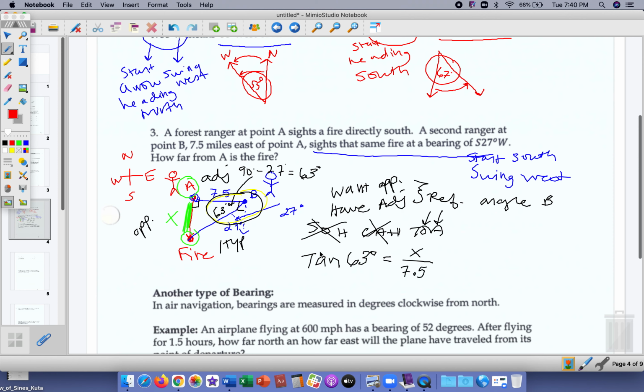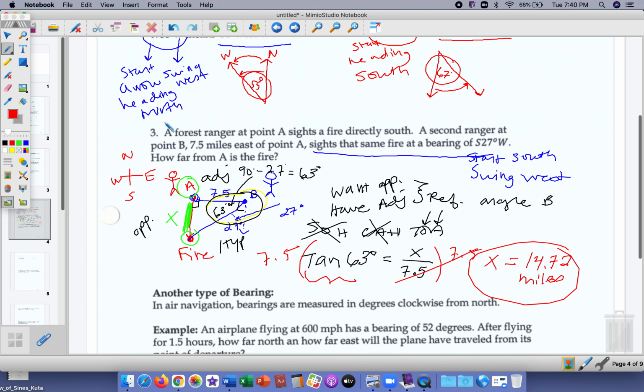So then we'll multiply both sides by 7.5. Denominator cancels, and in your calculator, just make sure your mode is in degrees, and we'll do tan 63 degrees times 7.5. So x will be 14.72, and we'll throw in the units, miles. So that's the distance from person A directly to the fire. Let's look at the next one.